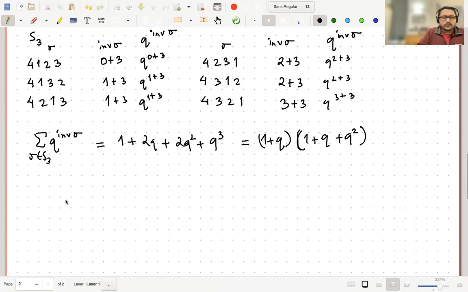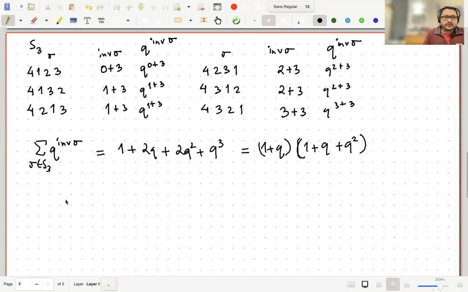Now, if I insert the 4 in the second position, then we are going to increase the number of inversions by 2. Because if the 4 is inserted here, then only 4, 2 and 4, 3 would be the new inversions that we have to count. So instead of 3, we would increase the number of inversions by 2 and the weight by q squared. Similarly, if the 4 is inserted in the third position, then the number of inversions increases by 1 and the weight will increase by q.